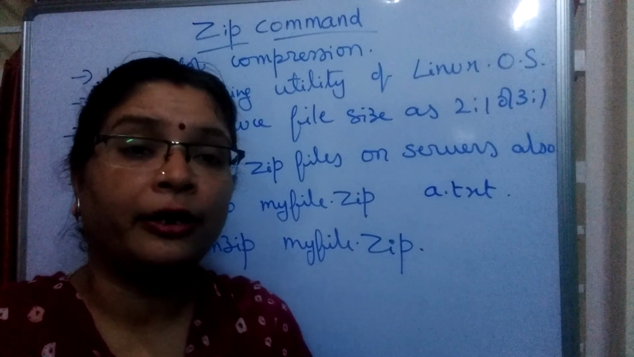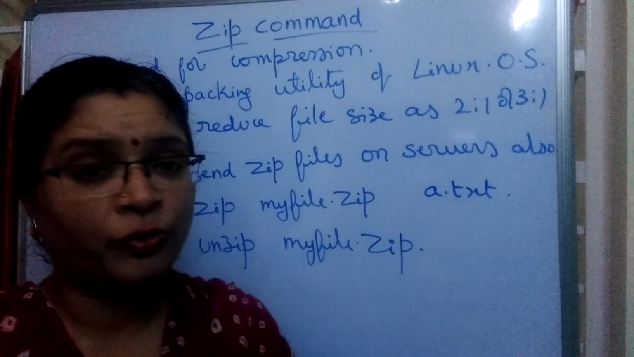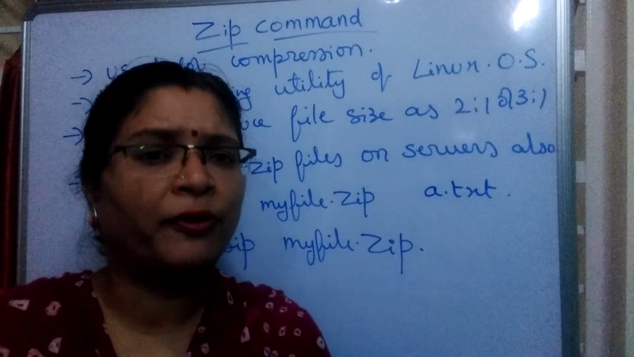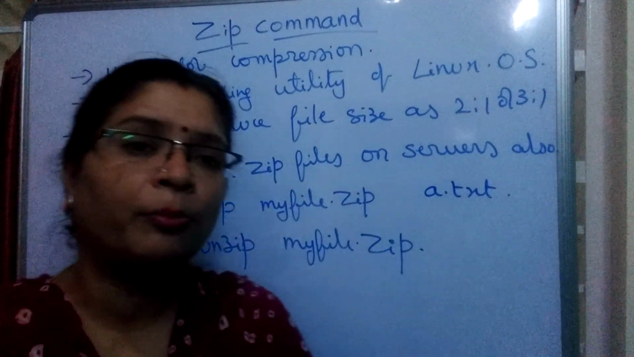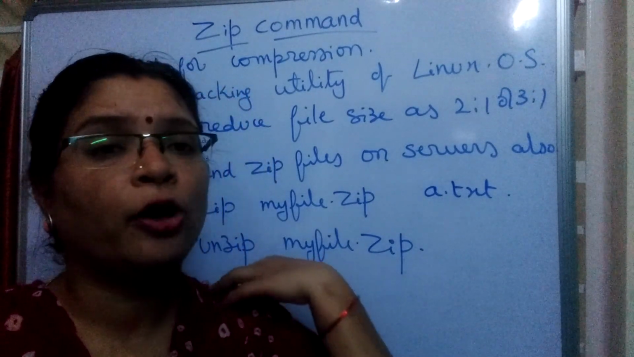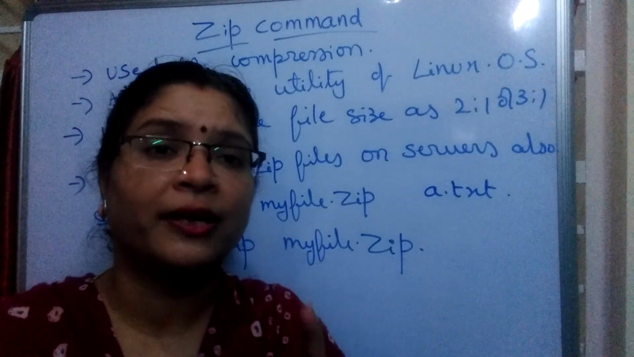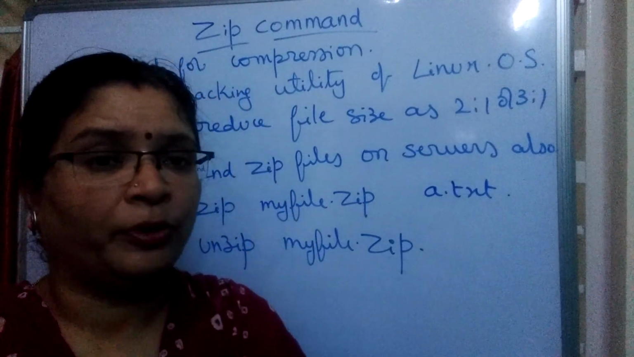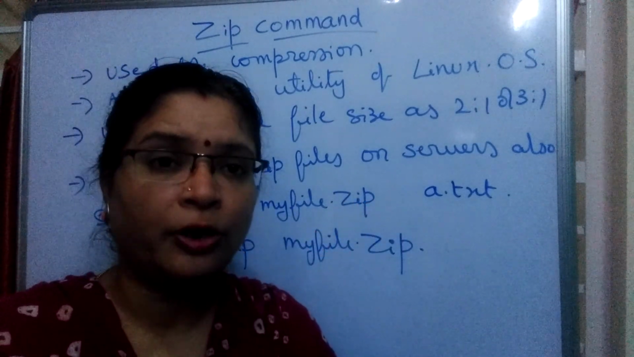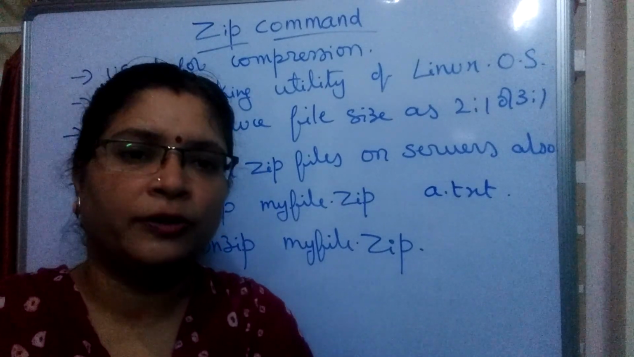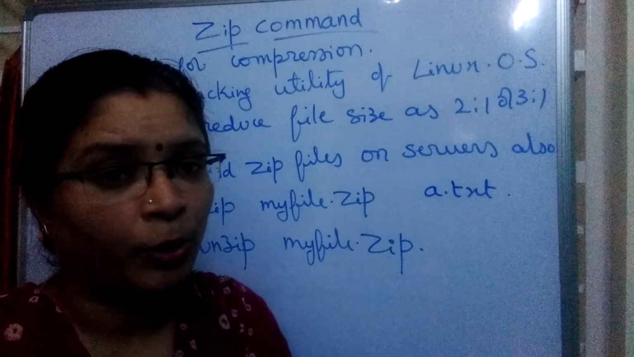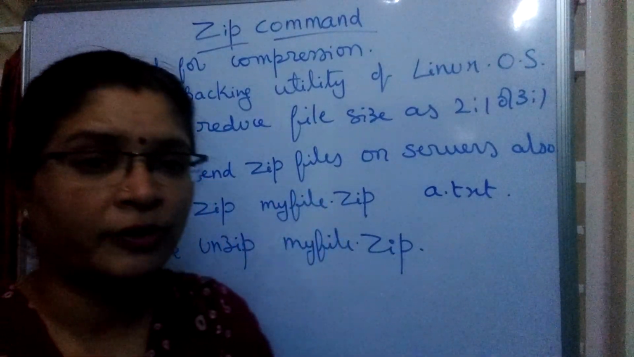One more thing, it can reduce the size of files up to 2:1 and 3:1. That means the size of two files comes down to one file's size, and the size of three files comes down to one file's size. Like that ratio. After compression, two files occupy only the memory of one file, and three files, after applying this command, occupy the size of only one file. So you see how effectively it works, how it reduces and saves memory.